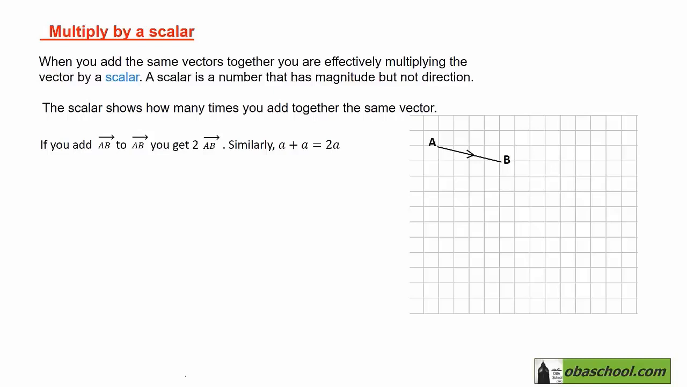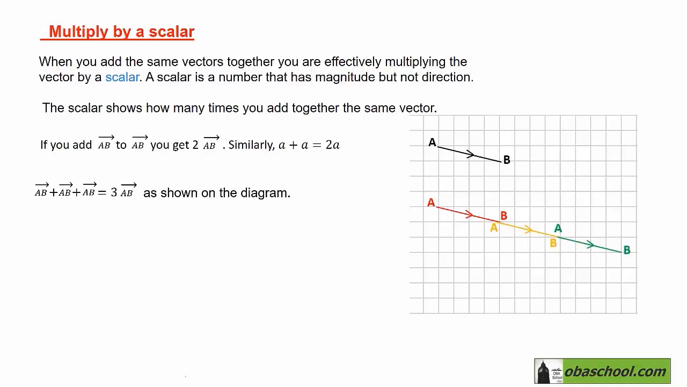Now let's just say we were going to add AB vector to itself 3 times. So it's going to be AB vector along with another AB vector and along with another AB vector. Basically equal to 3AB vector, as shown on the diagram. Since it is AB vector plus AB vector plus AB vector, we're adding it to itself 3 times.